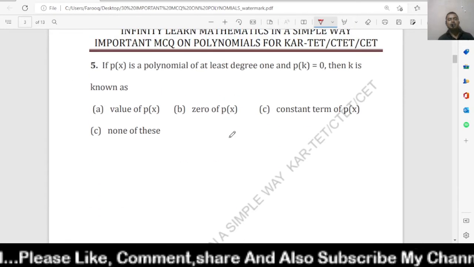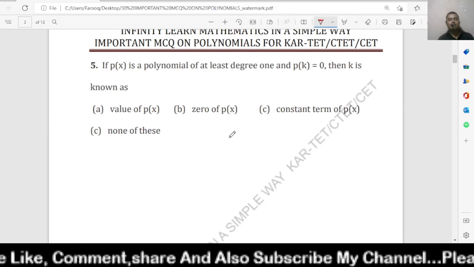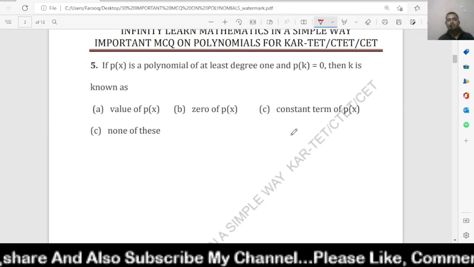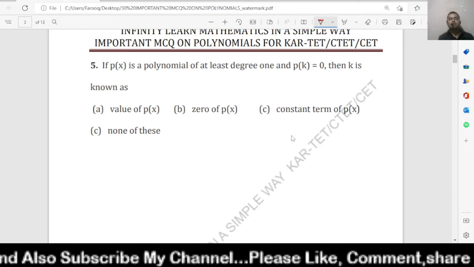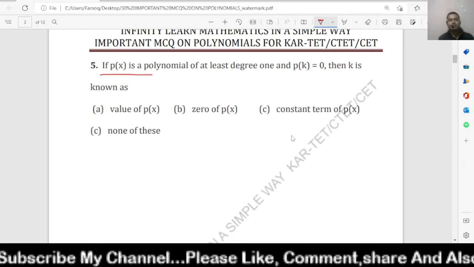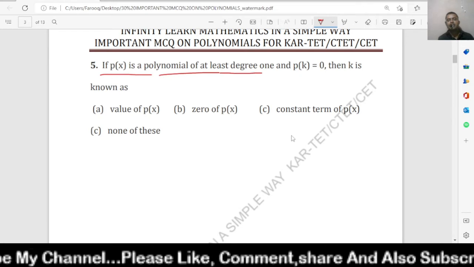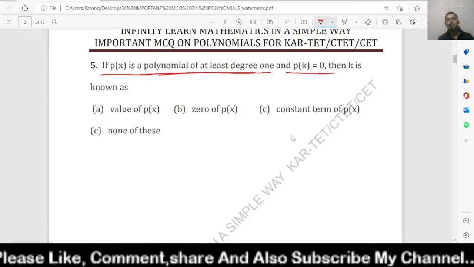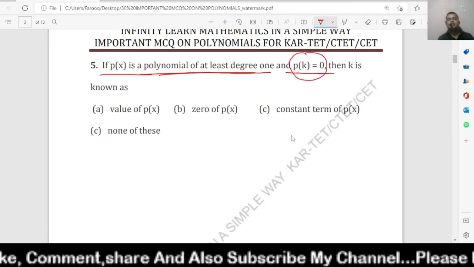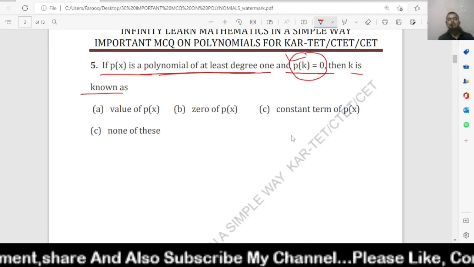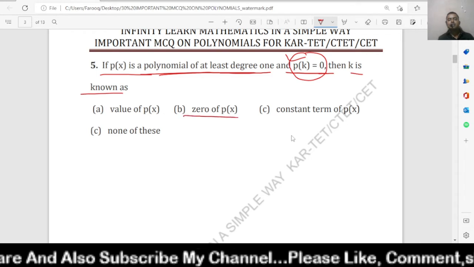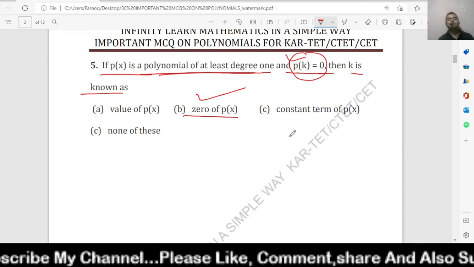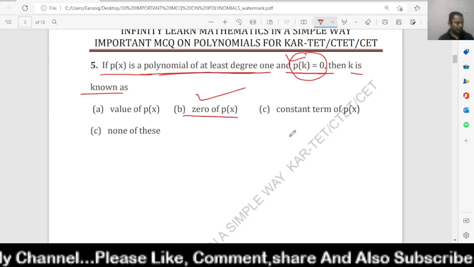Then question number 5. If p of x is a polynomial of at least degree 1 and p of k is equal to 0, then k is known as the zero of the polynomial p of x. See here, it is a direct question. If you get p of k is equal to 0, then k is known as the zero of the polynomial p of x. Option B is correct.